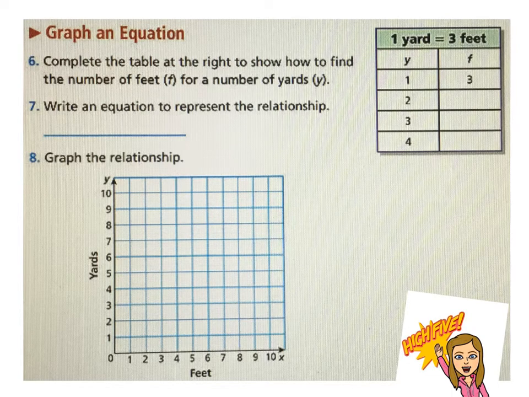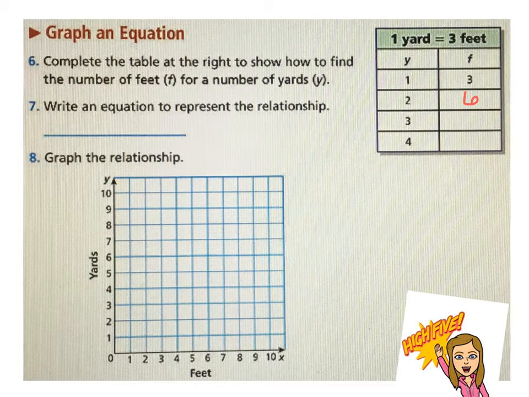All right, I have another example to show you, but this time the table at the right shows us how to find the number of feet for a number of yards. So instead of X and Y, I have Y and F, standing for yards and feet. So for 1 yard, that equals 3 feet. So 1 yard is 3, which means 2 yards would be double that. So think 2 times 3 is 6.